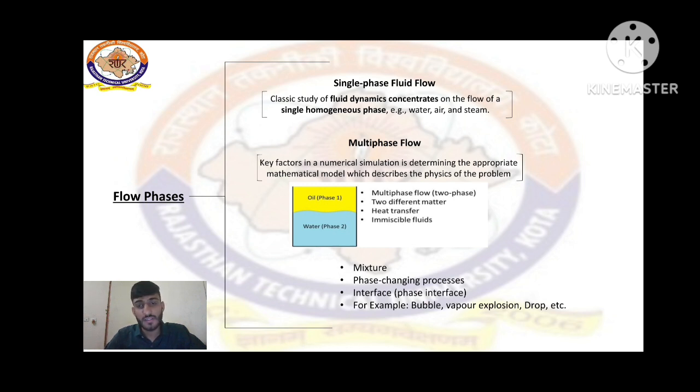Then the second one is phase changing processes like boiling, evaporation, and all that. Over here we can deal with phase changing materials as well. Other one is phase interface. When two phases are dealing with each other, we will see the phase interface of that too. So for example, bubble, vapor explosion, drop of water, etc.